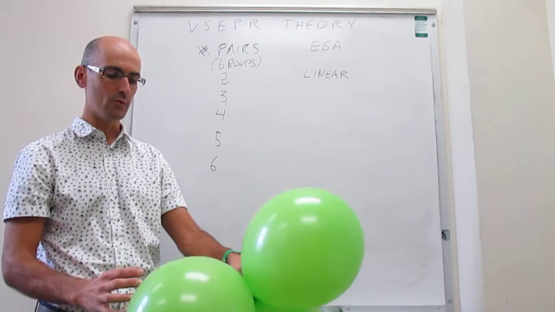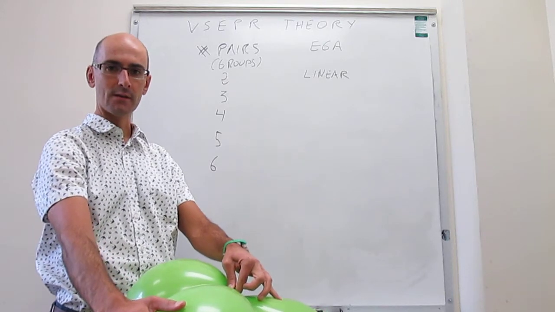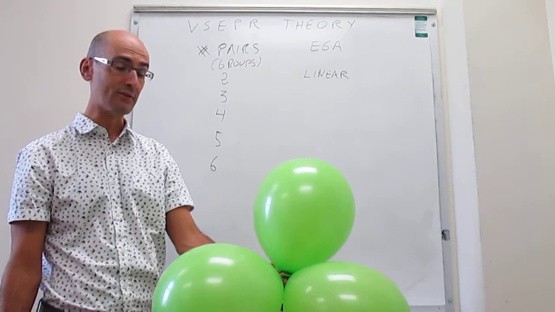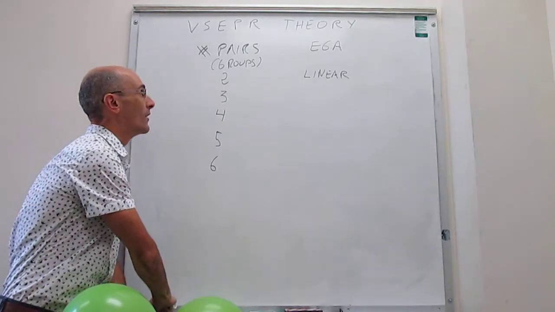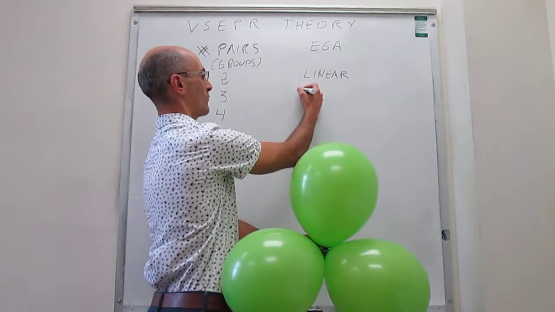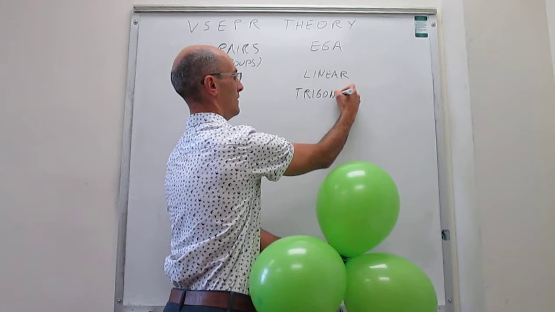I could try to bend this to make it pyramidal, but to do that, I need to supply some energy. If I remove the energy, I immediately recover the trigonal planar shape. So when you have 3 electron groups around a central atom, the electron group arrangement is trigonal planar.